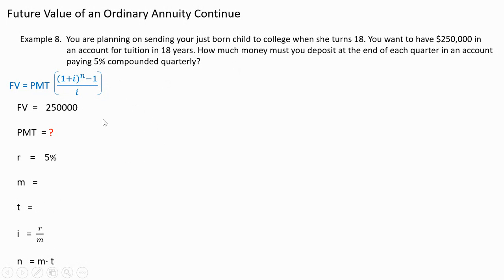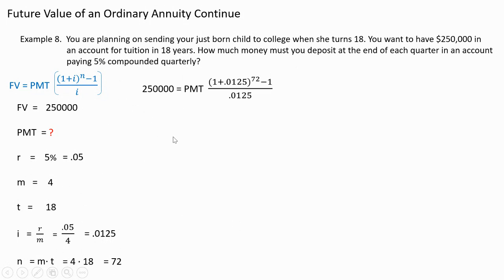The M, right? So compounded. Let me see how many deposits compounded. We see compounded quarterly. So M is equal to 4, right? Because it's quarterly here. And the time is 18. And the I is R, 0.05 divided by 4. We see it gives you something finite, which will be 0.0125. And the N is M times T, which is 4 times 18, gives us 72.